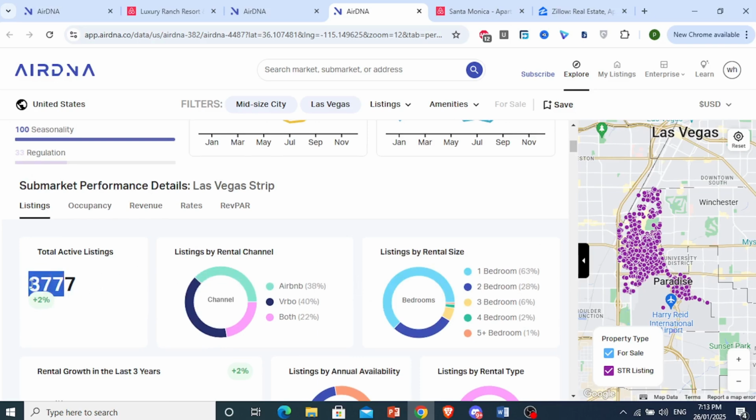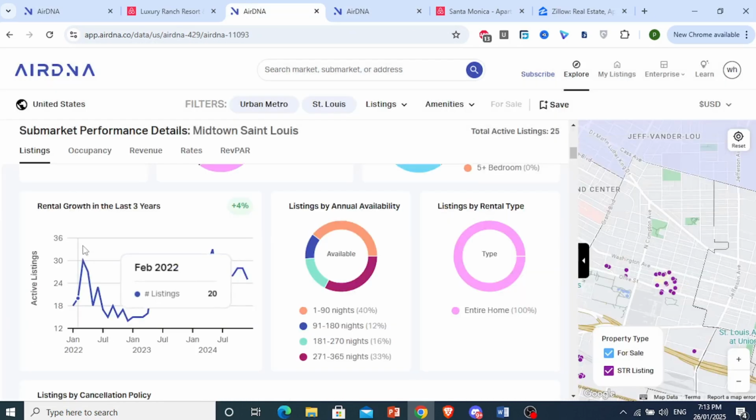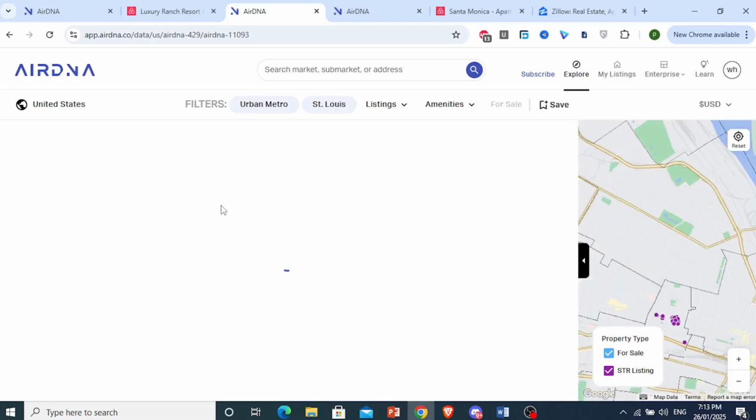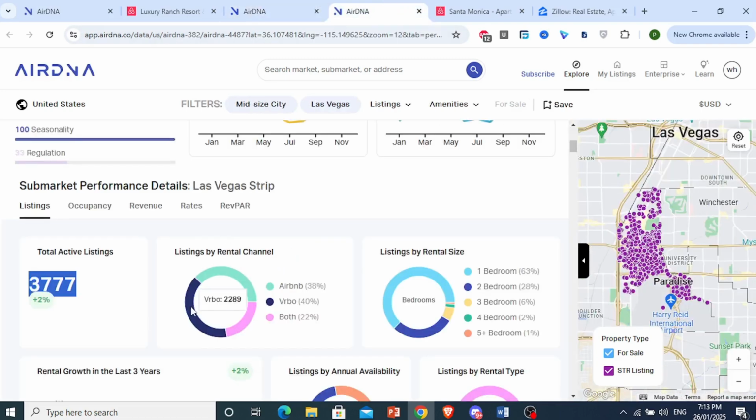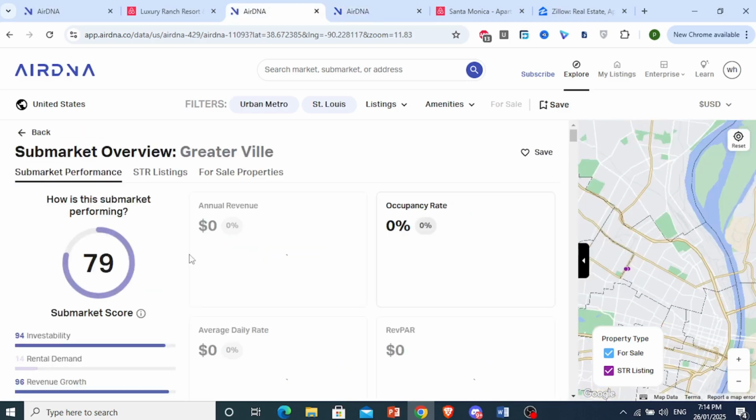Now, here you can see how many properties are listed in this submarket. That is a lot of listings. Okay, 3,777. If you look at other areas, for example, this submarket right here only has 25 listings, right? So here you can also go ahead and see what rental channels people are listing on. So we can see that Airbnb did about 38%, people also listing on Vrbo, and 22% of the properties were on both websites. Of course, there are other smaller websites that are not accounted for right here.